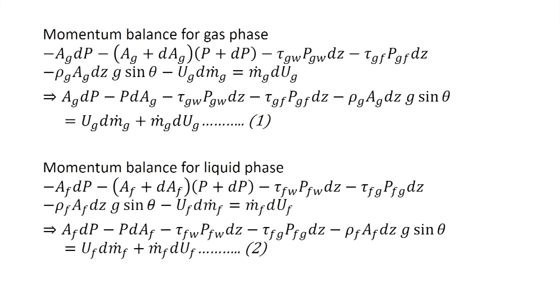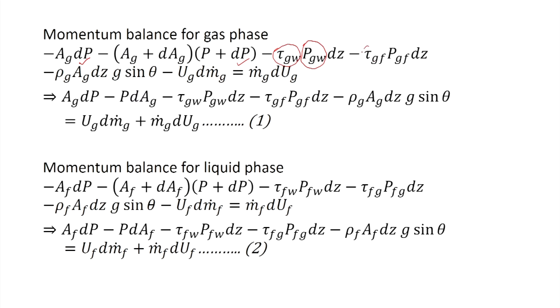Now, the momentum balance has to be done separately for the two phases, and the interaction between the two forces acting between the two phases also has to be taken into account. So, the force due to pressure at the inlet is A g p, and at the outlet it is (A g plus d A g)(p plus d p). The frictional force at the wall is tau g w p g w d z. Here tau g w is the wall shear stress due to the gas phase, p g w is the wetted perimeter of the gas phase, and d z is the length of the element.